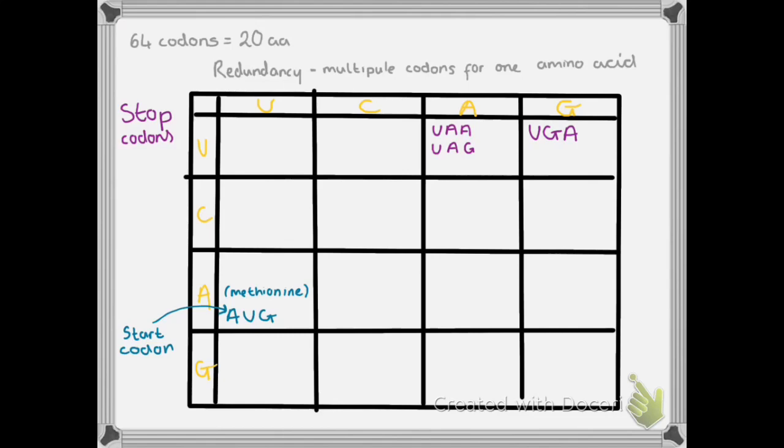Genetic code consists of 64 codons, which altogether code for 20 amino acids. You're not expected to know all of them, but some key ones to know are your start codon, which is AUG or ATG. This is also called methionine. And then you've got your stop codons, which are either UAA or TAA, UAG or TAG, and then UGA or TGA.